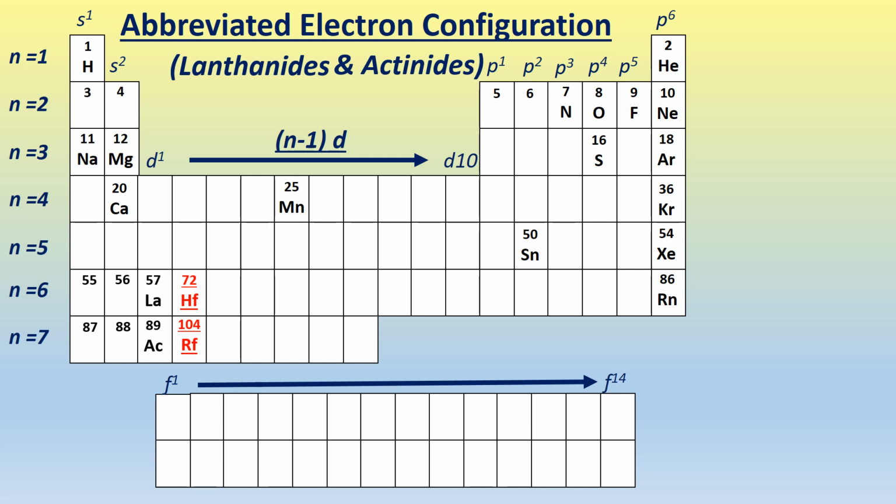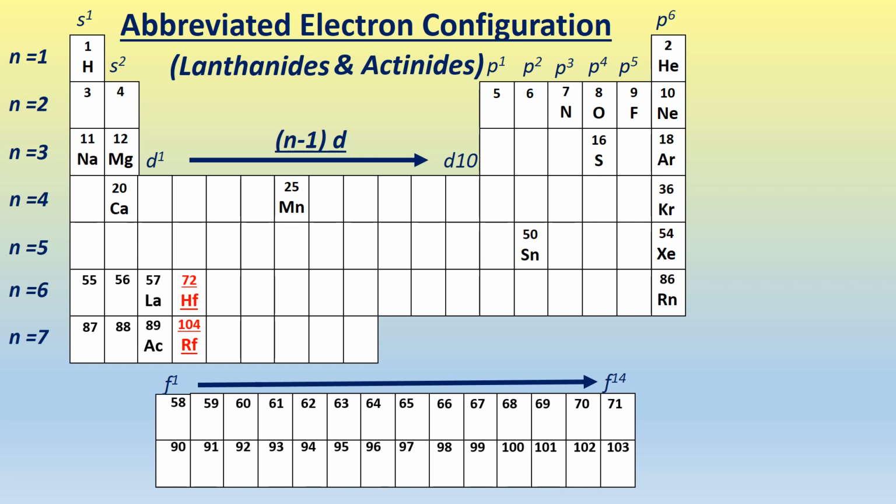Similarly, in the 7th row, 87, 88, 89 jumps to 104. In both cases, those quote-unquote missing elements are found separated on the bottom of the periodic table. So elements 58 through 71 and 90 through 103 are found at the bottom. The reason for this is simply convenience.